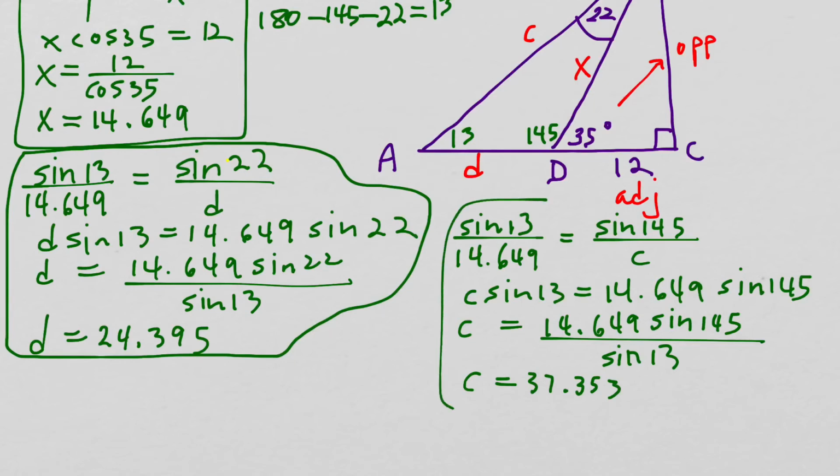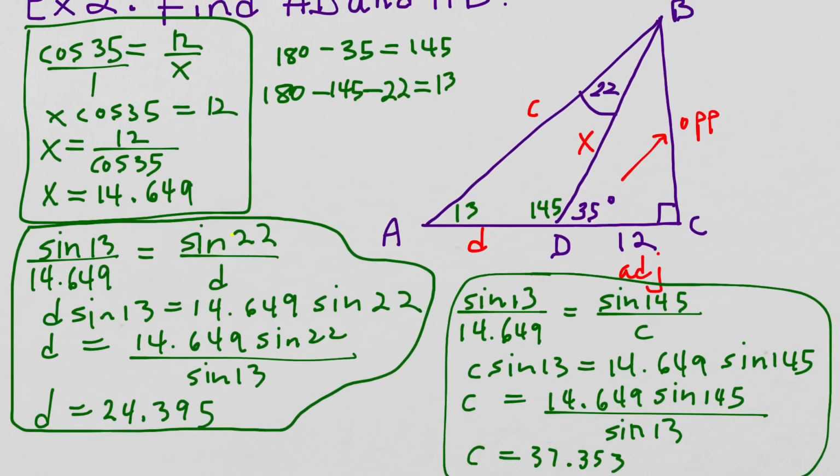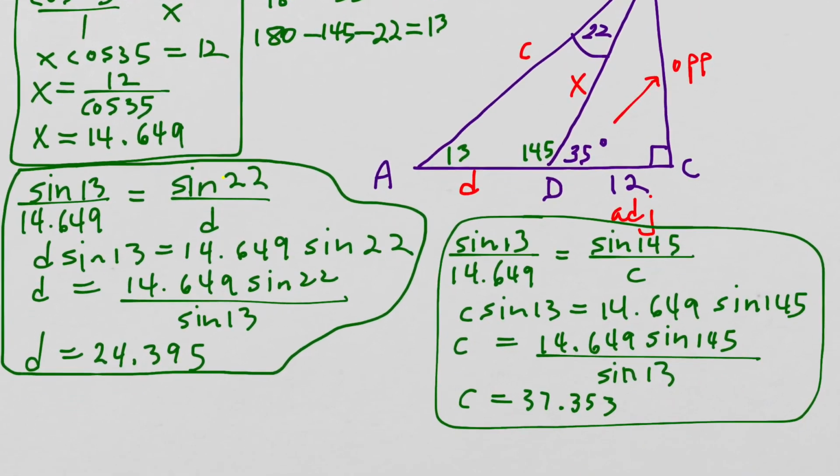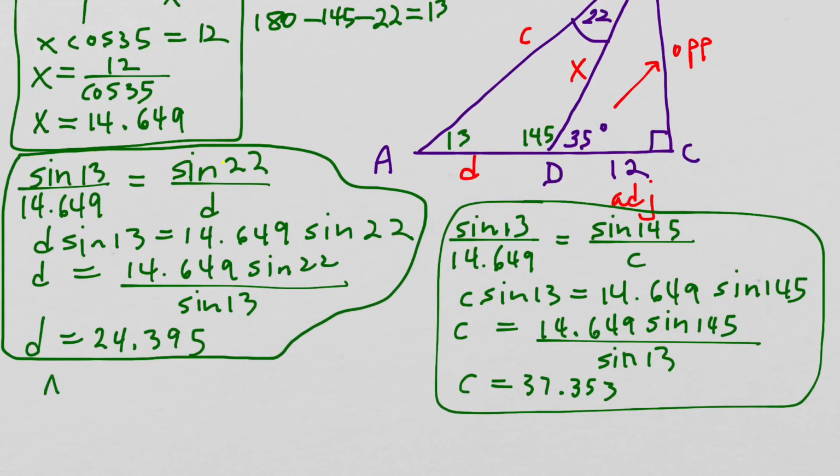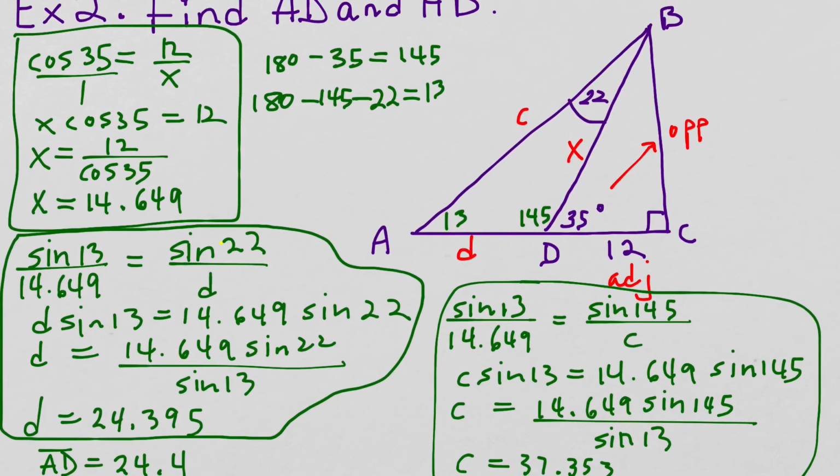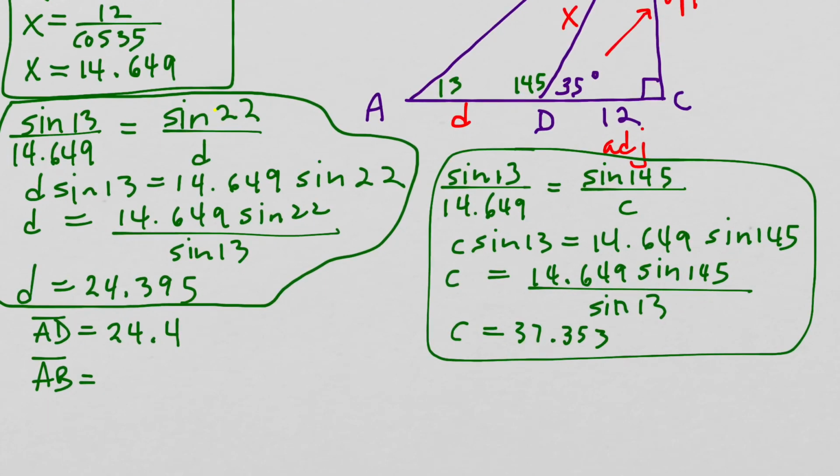Now let me just write it out. My answer, because I'm looking for AD and AB. AD is little d. I'm going to round that to the tenths place. And AB is little c. So that's 37.4. And this is what I'm looking for here. And then I'm done.